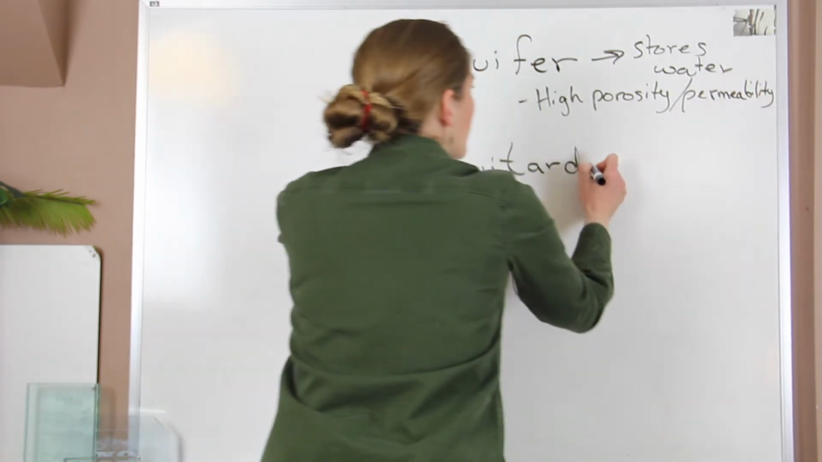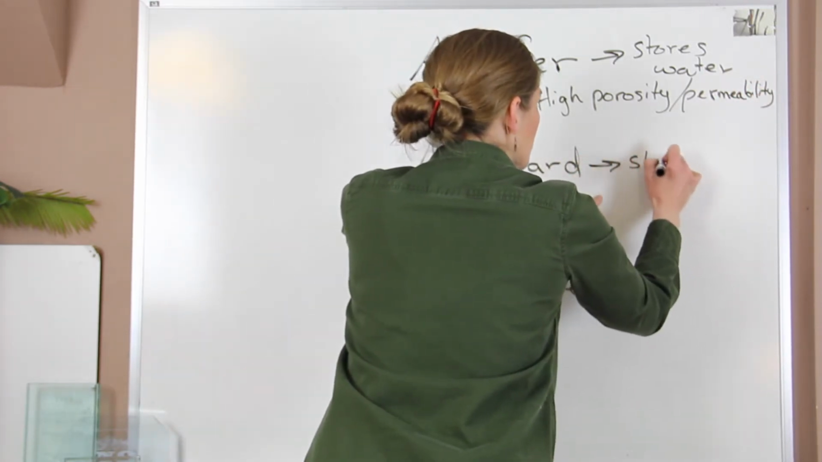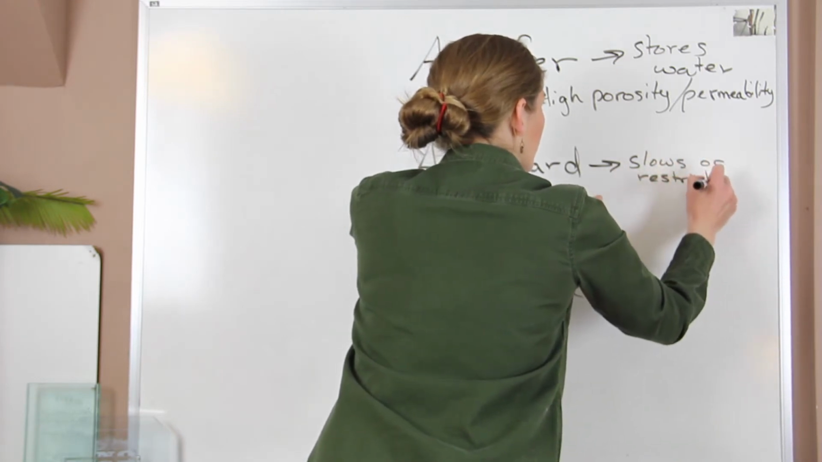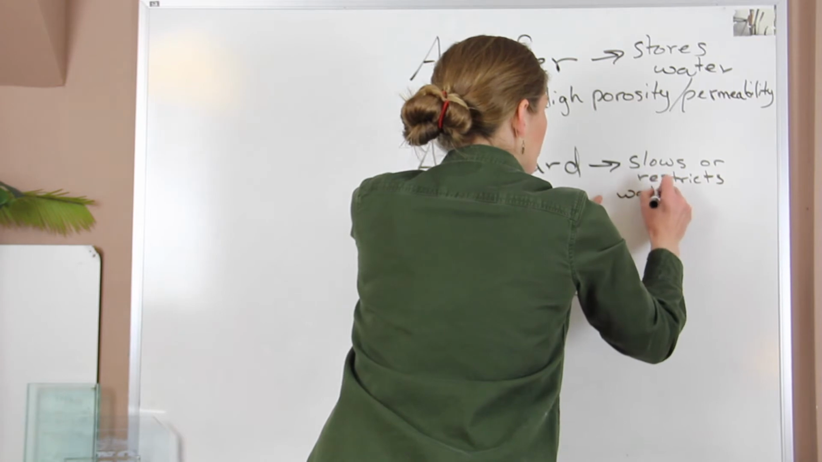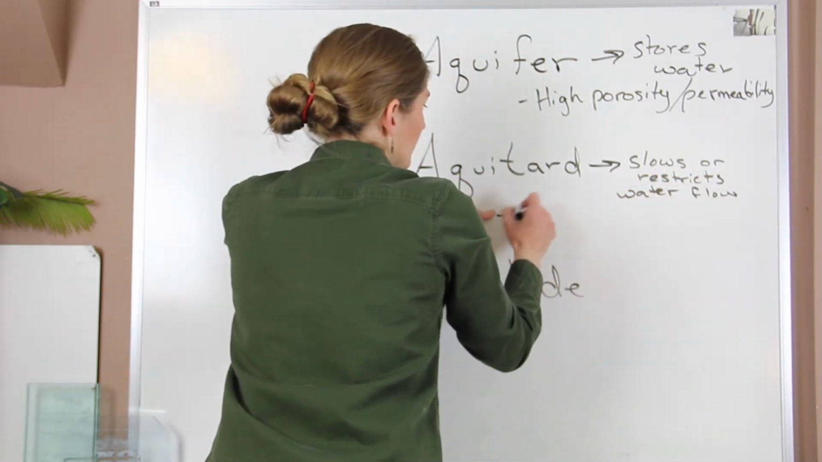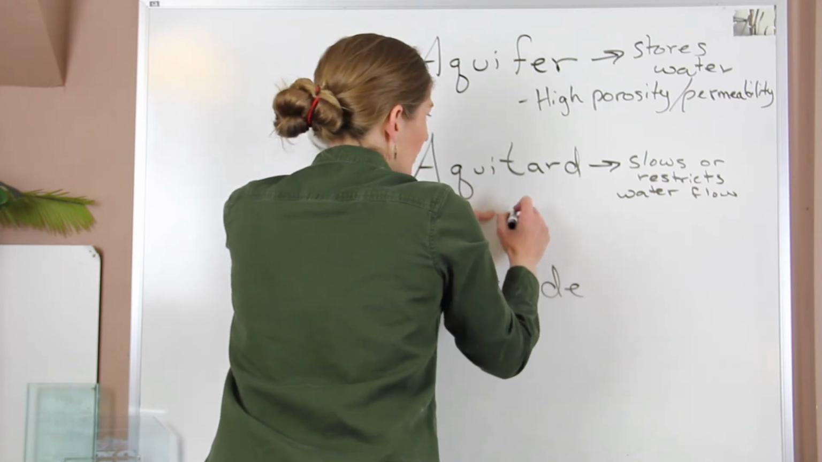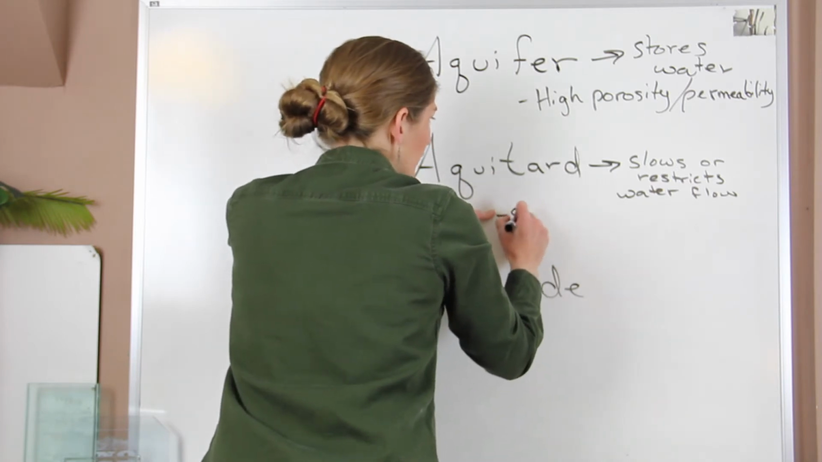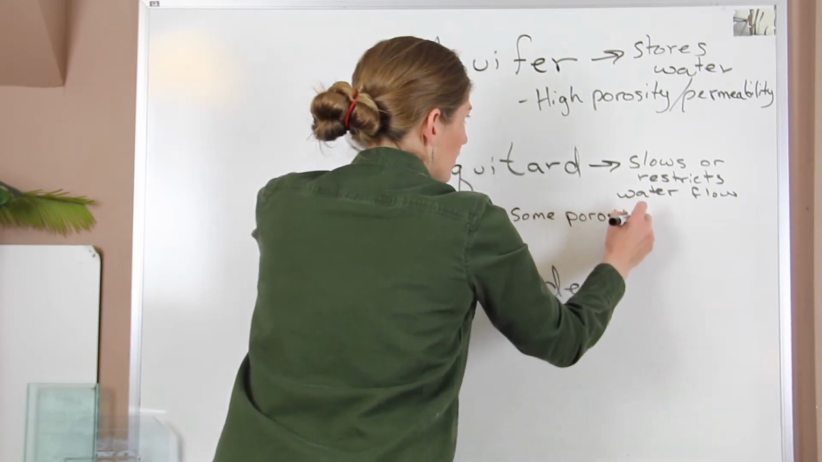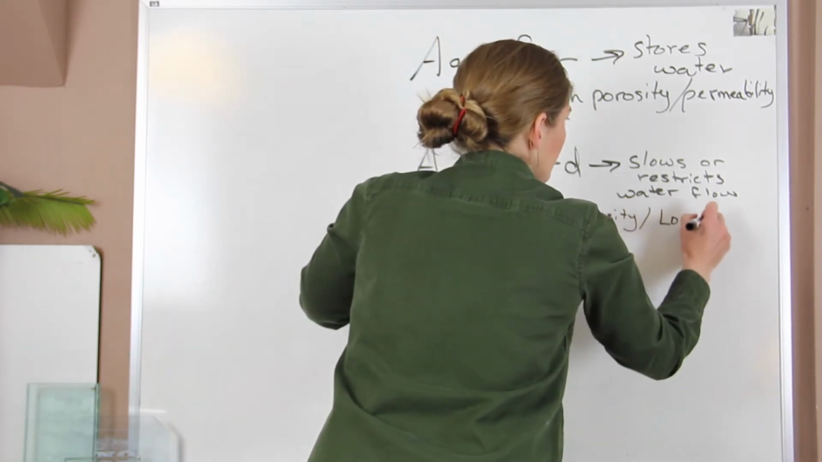An aquitard slows or restricts water flow. Often it will have porosity, so it might have decent porosity. So we'll write some porosity and then low permeability.